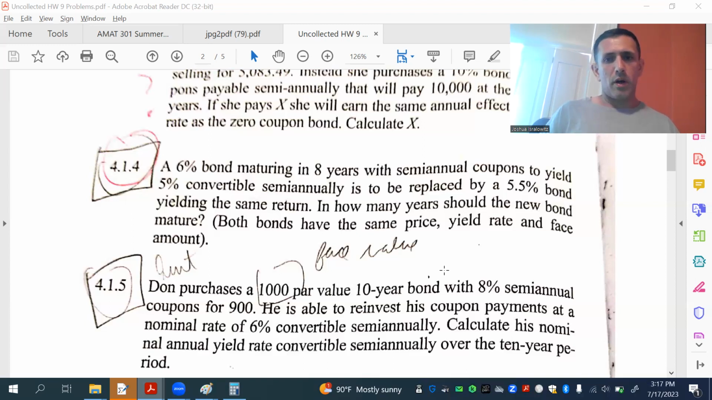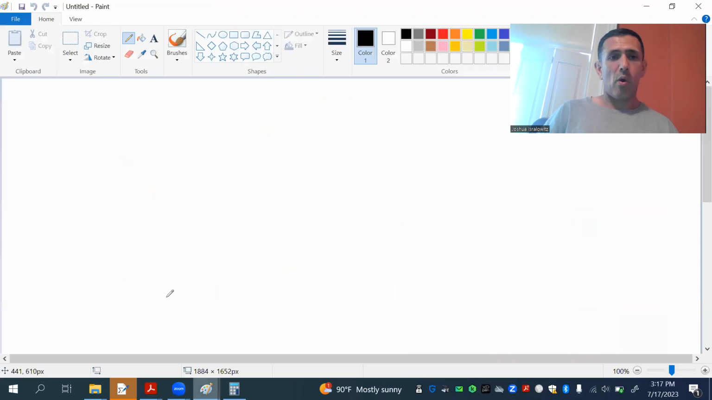All right, and you're not given a face amount, but they both have the same face amount, face value, same thing. So I think it's easy just to set it to be 100. In the uncollected homework solution, I just left it to be F and just canceled it close to the end. Up to you. Okay. So let's do bond one first, write down all my information. F is 100.